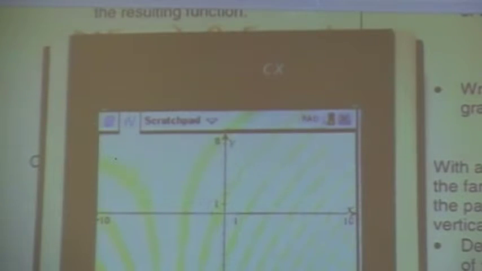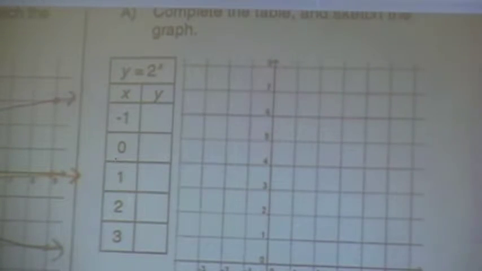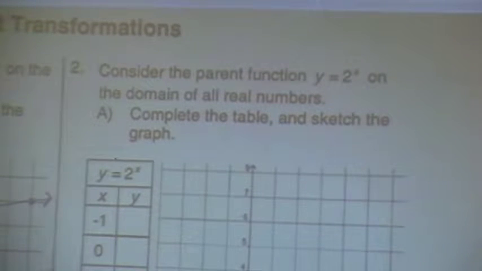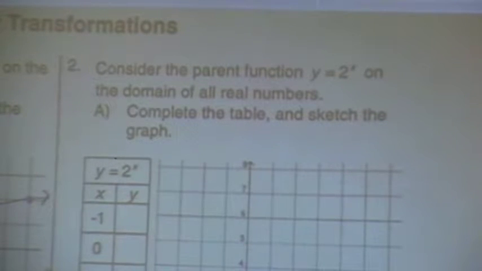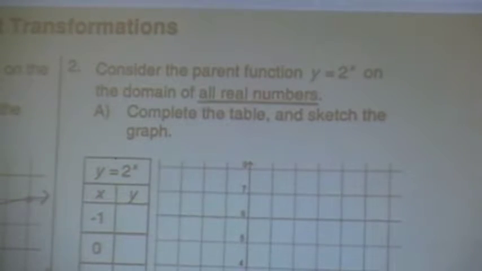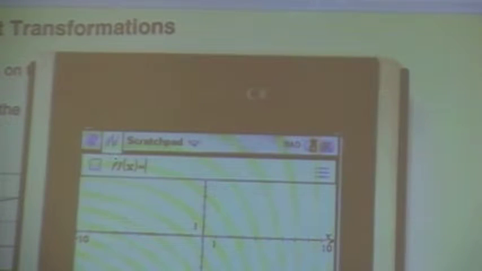Now we have a new function, so a whole new family over here on the left. It says consider the parent function y equals 2 to the x power. This is an exponential. They give us the domain again. It says at the top of the page here that the domain is all real numbers. And then they gave us a table, so let's go ahead and put it in our calculator to get a table of data. So tab, 2 to the x power.